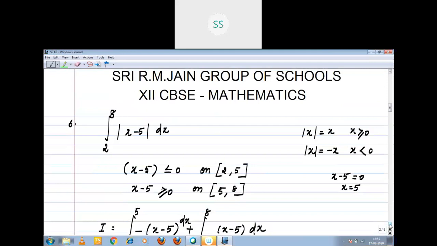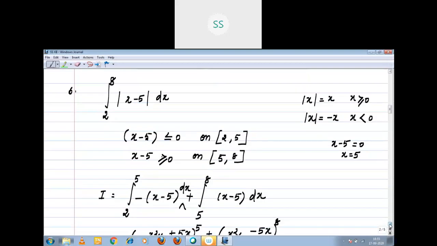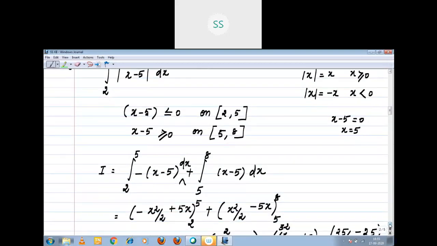Using this, I am going to convert the given integrand into the simplest form. How am I going to convert it into the simplest form? The given function, I am going to equate with 0. I arrived at x is equal to 5. The 5 is the breaking point. It divides the limit into two parts, right?